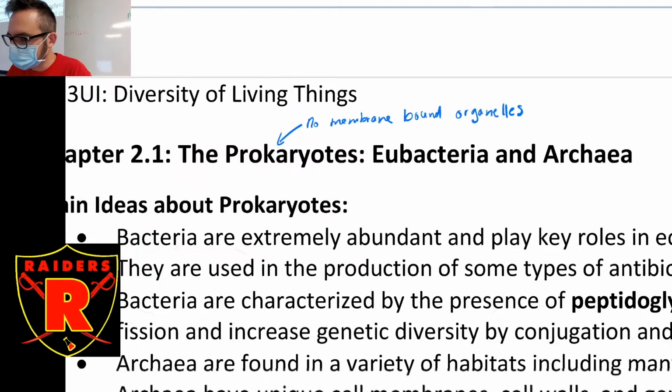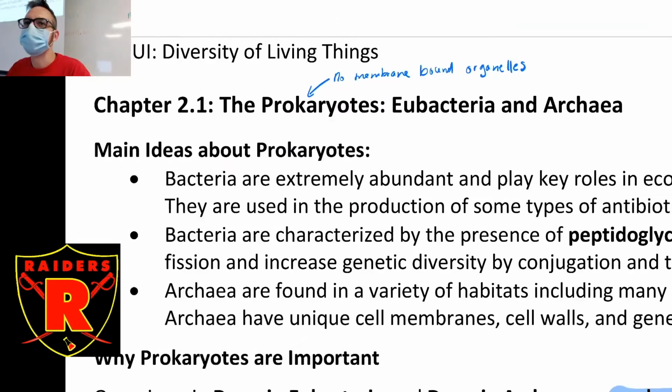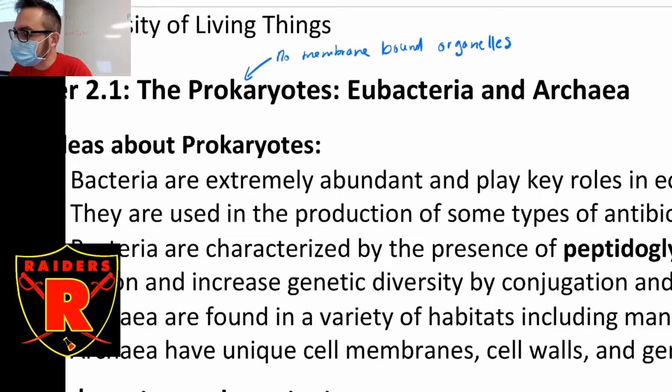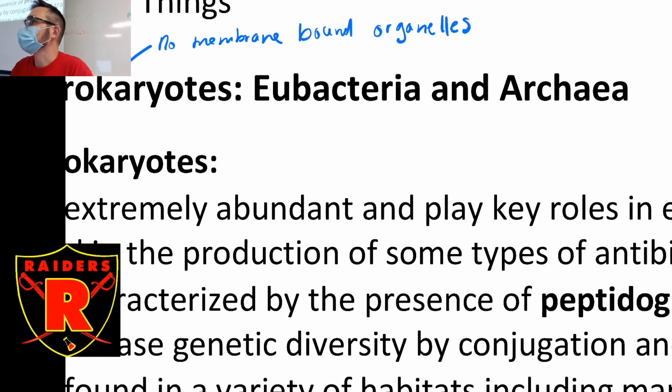So originally, we thought that this was one grouping, one kingdom, and we called it Monera for a really long time, until we saw some genetic evidence and some biochemical evidence that actually showed that there are two very different groups that don't have membrane-bound organelles. And so these are the two that we're going to talk about first here, which are Eubacteria and Archaea.